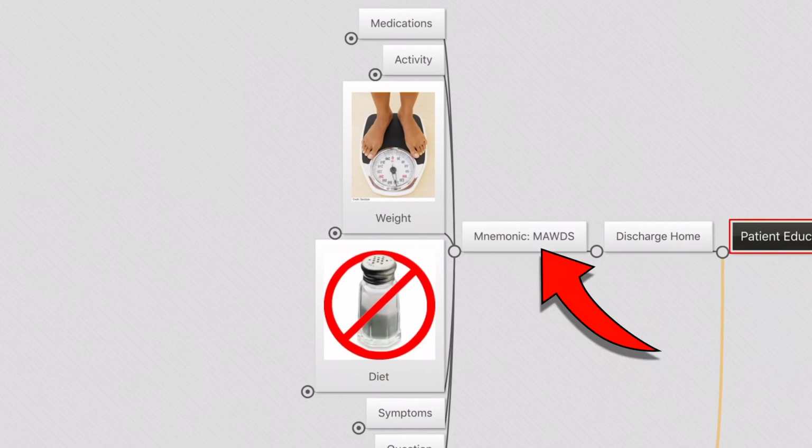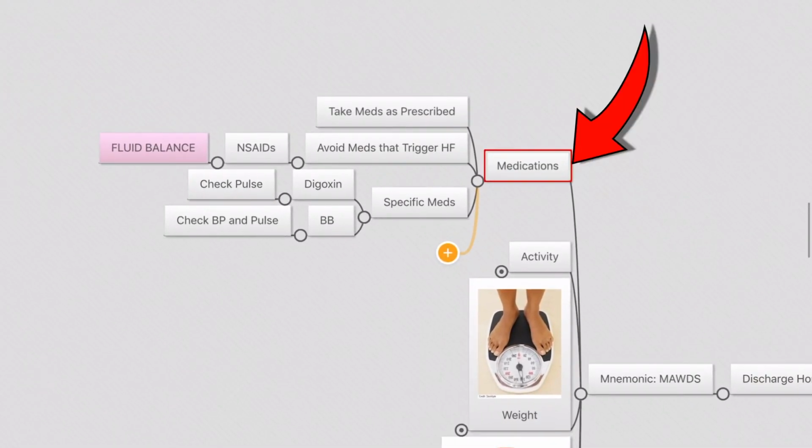Now, the mnemonic here is MAWDS, which stands for medication, activity, weight, diet, and symptoms. Medication-wise, you want to make sure that the patient is taking the medication as prescribed. They want to avoid medications that trigger heart failure, for instance, NSAIDs. And they also want to check their pulse if they're taking digoxin, and their blood pressure and pulse if they're taking any beta blockers.